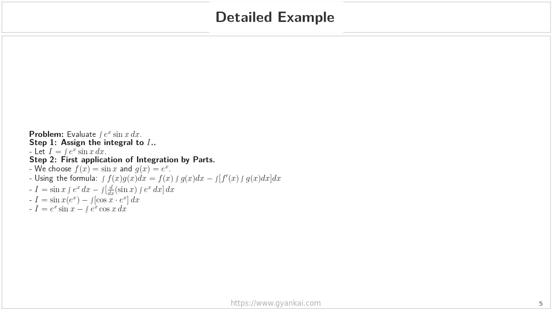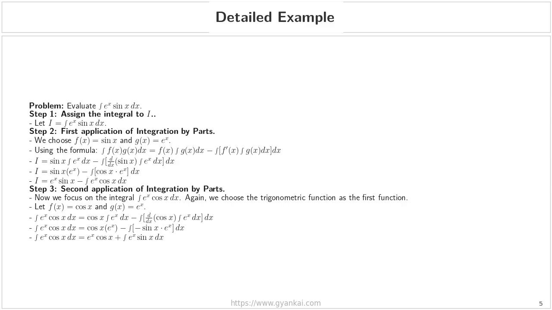Applying the formula, we get I equals sine x times the integral of e to the power of x with respect to x, minus the integral of the derivative of sine x times the integral of e to the power of x with respect to x. The integral of e to the power of x is simply e to the power of x. The derivative of sine x is cosine x, so this simplifies to I equals sine x times e to the power of x, minus the integral of cosine x times e to the power of x with respect to x. We can write this as I equals e to the power of x times sine x, minus the integral of e to the power of x times cosine x with respect to x.